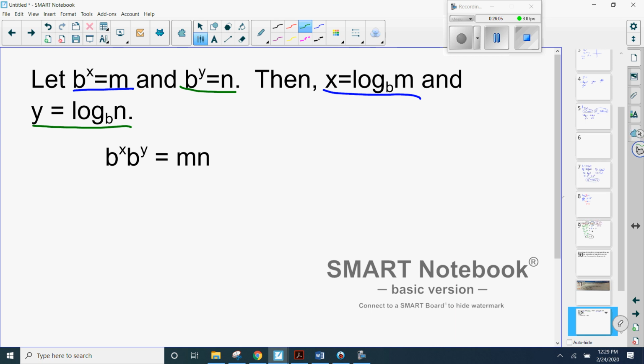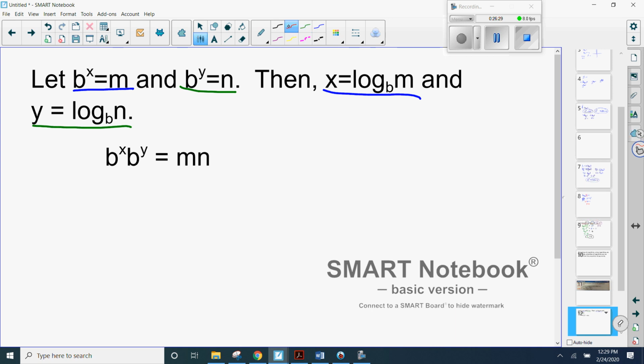Well, b to the x is m, b to the y is n. That's a true statement. Would you agree with that? Okay. So if I am given that, the next thing we can do with it is change it into some logarithmic formats because we know what they are equal to. To do that, I'm going to work with just the left-hand side.